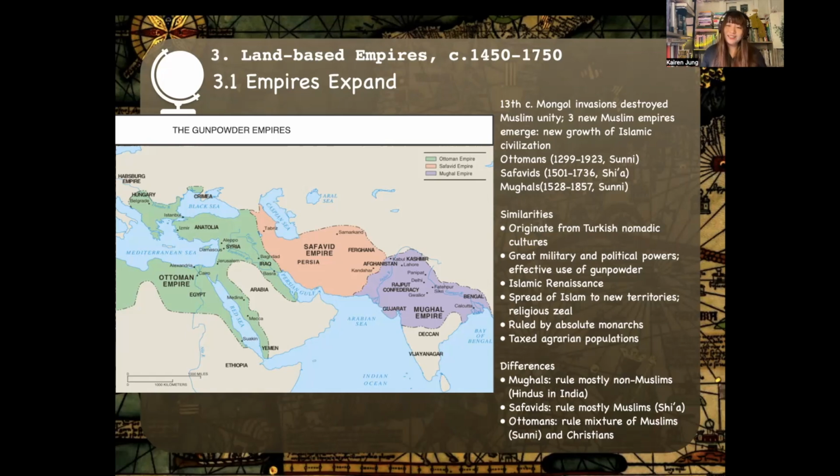What are the main differences? The Mughals ruled mostly non-Muslims, such as the Hindus in India. The Safavids ruled mostly Muslims, but they were the Shia. And then the Ottomans ruled a mixture of Sunni Muslims and Christians. So that's the basic difference.